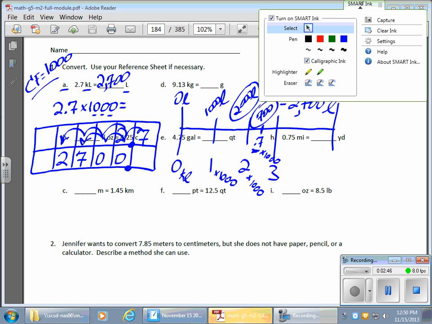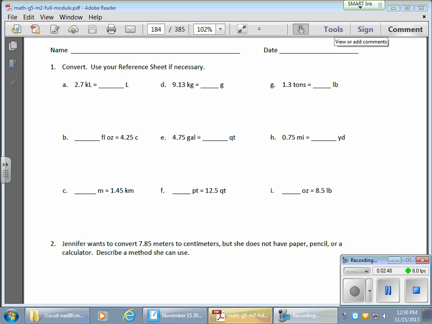Now things get a little more complicated when we look at a problem like problem B over here. Here we have fluid ounces, and here we have cups. So let's work this one here. So cups to fluid ounces, my CF is, of course, my most important number, my conversion factor, and how many fluid ounces go into a cup? That would be 8. Okay.